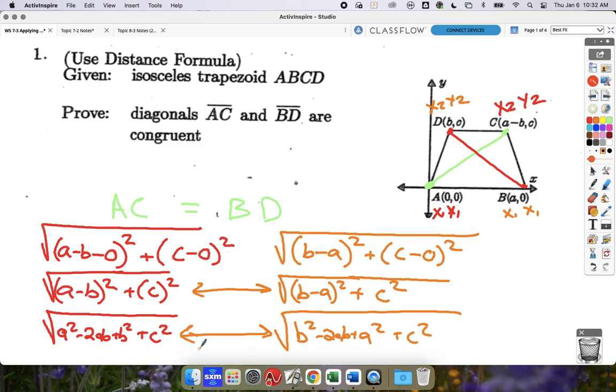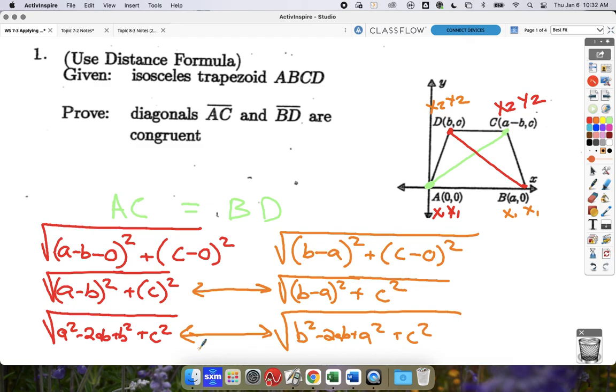so those two diagonals are congruent. You guys like hearing 3 equals 3. It's quantifiable in your head. But the square root of A squared minus 2AB plus B squared plus C squared is the same thing as the square root of B squared minus 2AB plus A squared plus C squared. They're the exact same expressions. Easier or harder than the last one? Easier. A little easier? Do you want to try the last one by yourself?